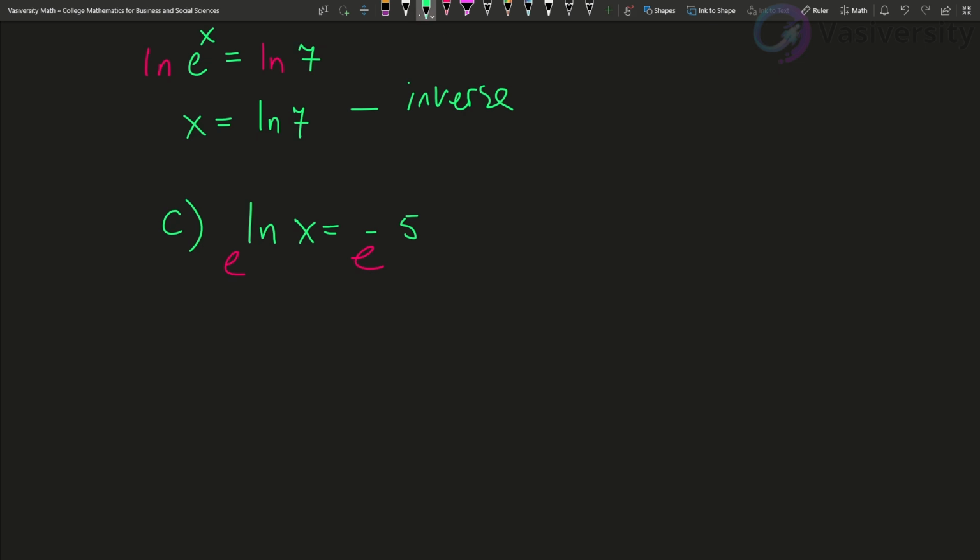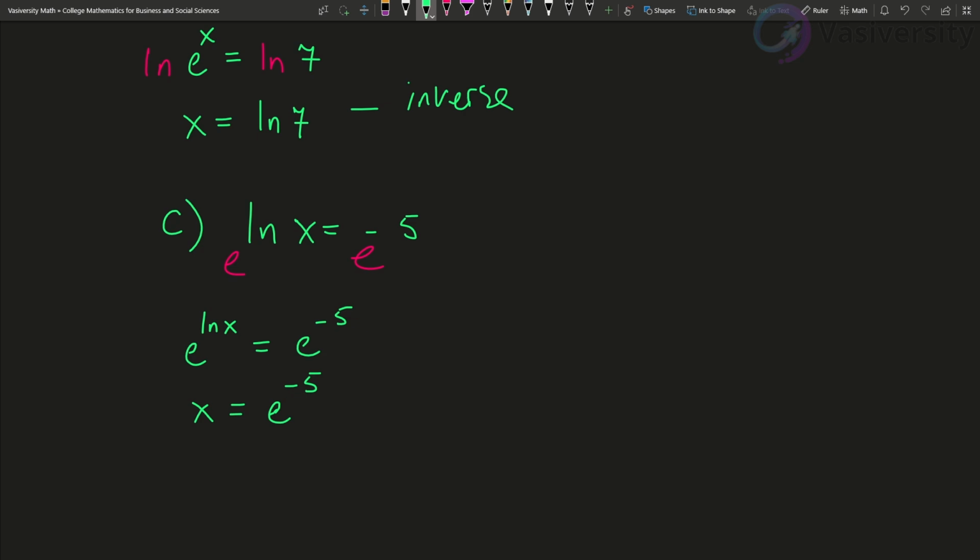So we will have e to the power of natural logarithm of x is equal to e to the power of -5. Here the natural logarithm and e cancel out by the inverse property, so we have x equal to e to the -5. That's going to be our solution because, once again, we cannot simplify it further for this example.